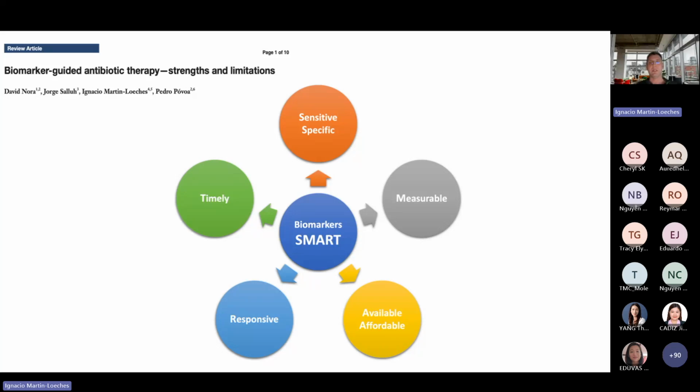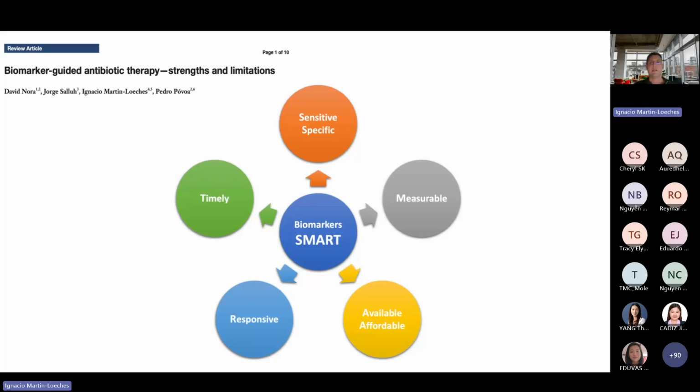And when we are talking about affordable, it's not only the direct price, but also the indirect price, about how it's going to work. That is going to be responsive. That is important when we are looking at the way that we are analyzing the biomarker, that is timely. And we are going to show some examples.